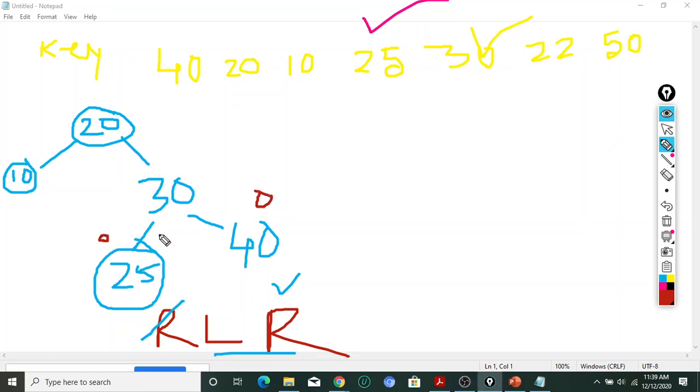Please check this one. 1 minus 1, that is also 0. So this is the longest path. This is minus 1. Yes or no? 1 minus 2, so that is minus 1. So this tree is a balanced tree.